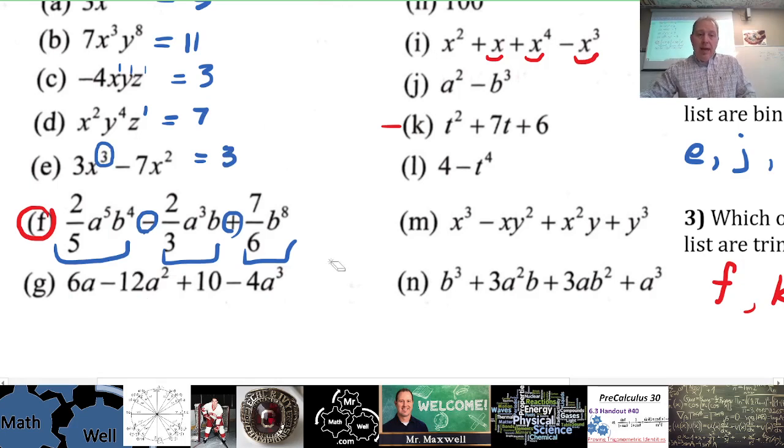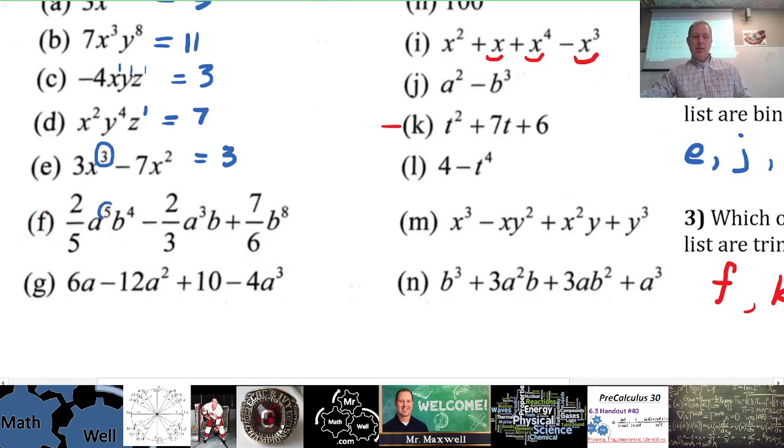All right, F, confusing one, isn't it? What we have to do is add up the exponents on all the variables for each term. So this one is 5 and 4, that's 9. This one is 3 and 1, that's 4. This one is just 8. So what's the degree of this polynomial? It's going to be 9. The degree only comes from a single term, so this one is 9.